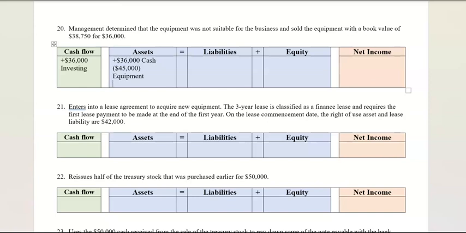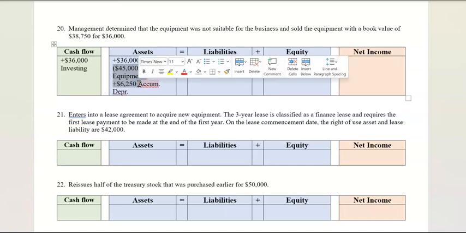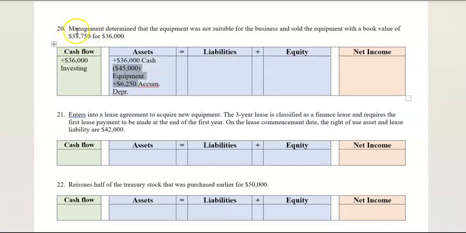Remember, accumulated depreciation, when we increase it, we decrease assets. So now we're going to decrease accumulated depreciation, which currently has a balance of $6,250. So if we put together this $45,000 decrease for the sale of the equipment, plus the increase to assets of $6,250, that's going to net us the $38,750 book value.